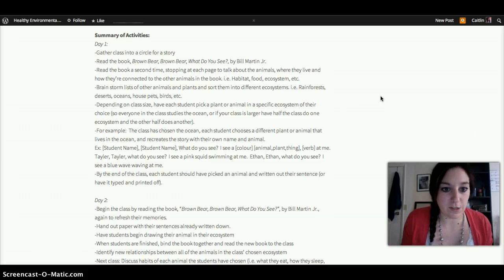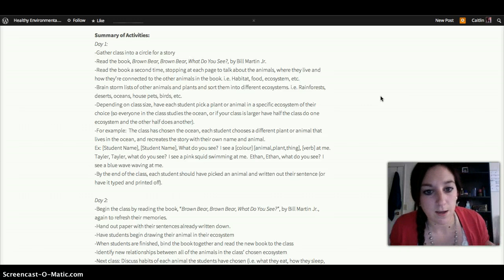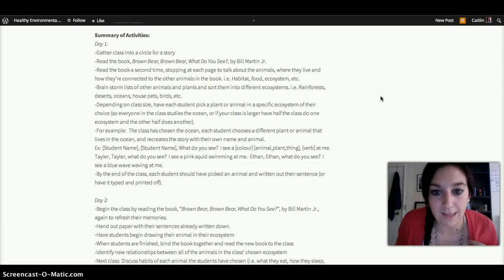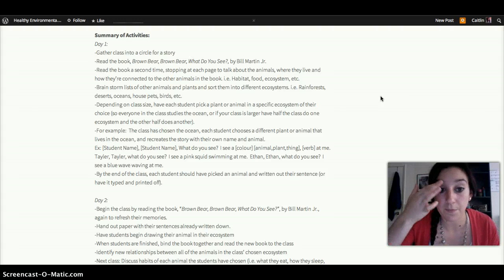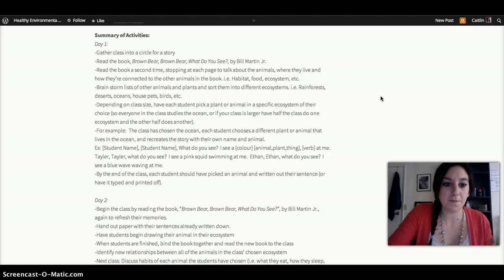Say a student will write down their name, and the teacher will help them write things down, but it could come out as Taylor, what do you see? I see a pink squid swimming at me, or Ethan, what do you see? I see a blue wave waving at me, and so on like that. By the end of the class, each student should have picked an animal and written out their sentence, or have it typed and printed off.